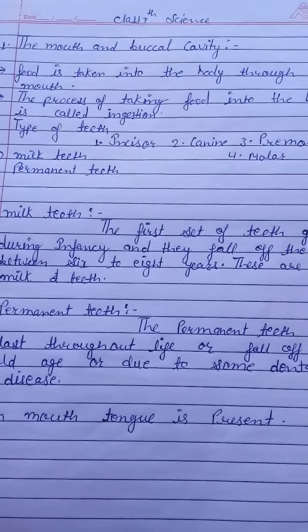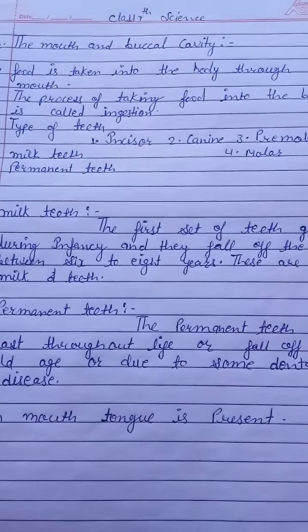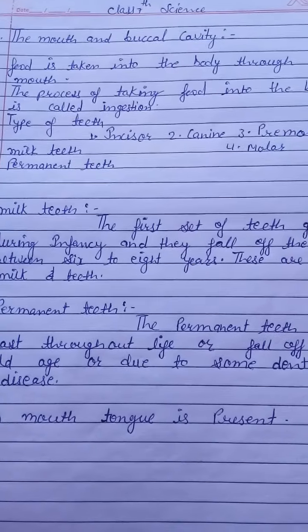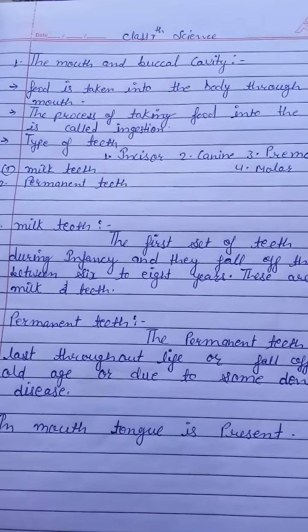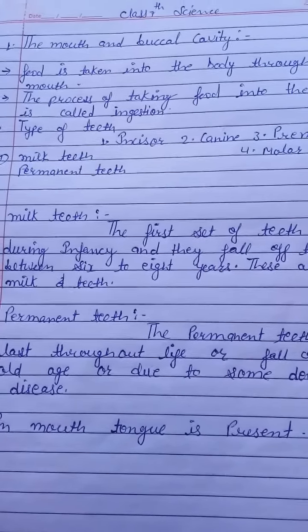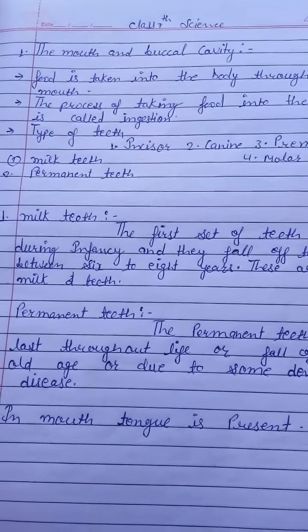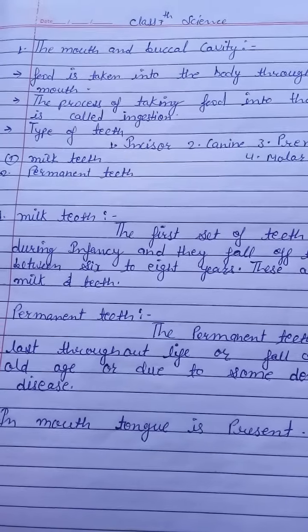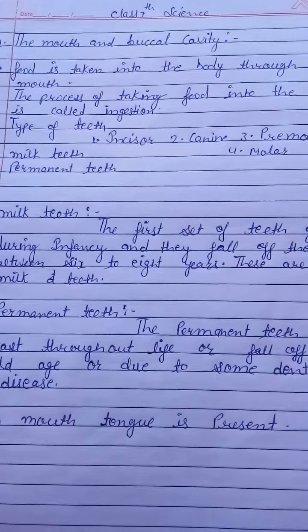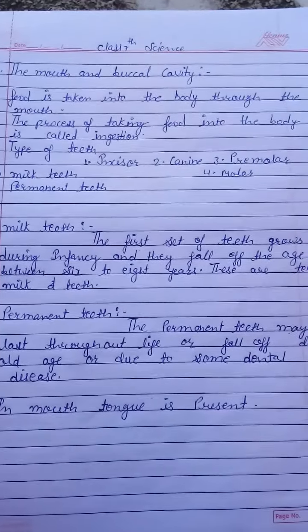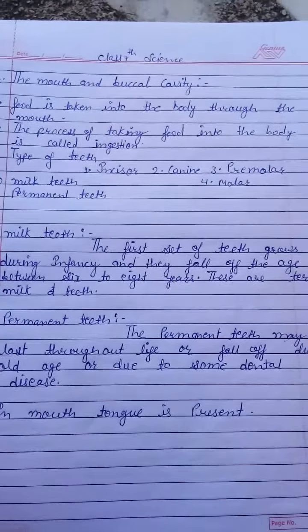In the mouth, the tongue is also present. The tongue is a muscular organ. Function of the tongue: it helps in talking. It helps in tasting food because taste buds are present in the tongue. The tongue is a fleshy muscular organ.